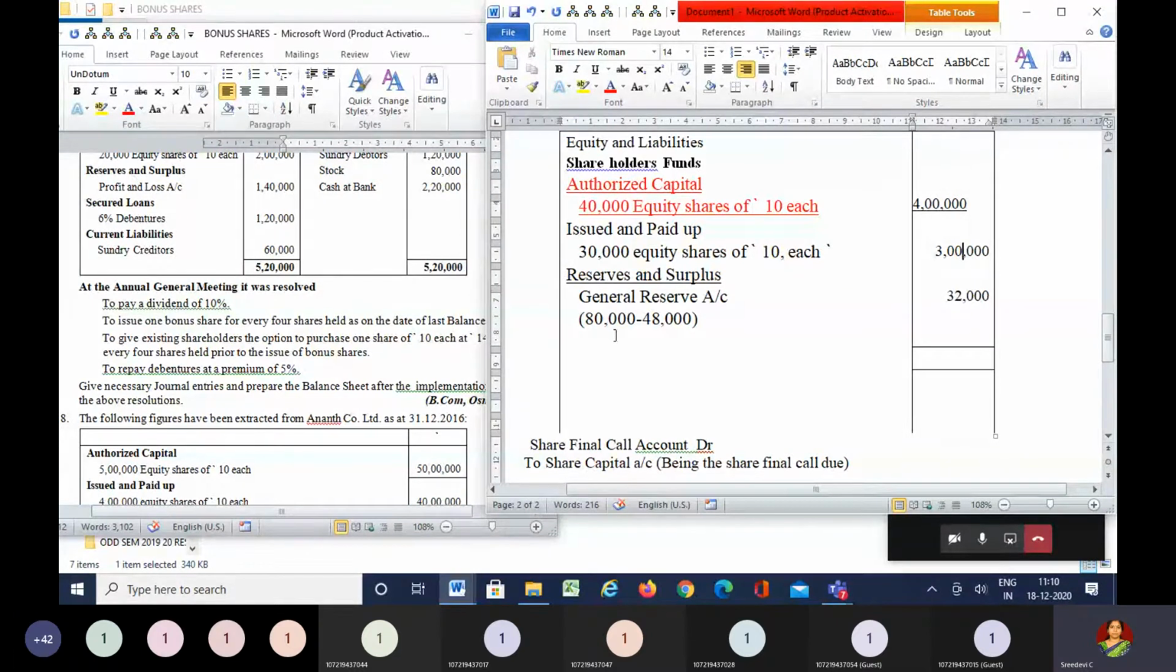reserves and surplus. So here we have only the profit and loss account, right? So let's see how much is the balance left over in the profit and loss account after the amount is being used towards the payment of the dividends as well as for issuing the new bonus shares. So here actually the amount is 1,40,000. So in the brackets, let us see how much has been used out from this.